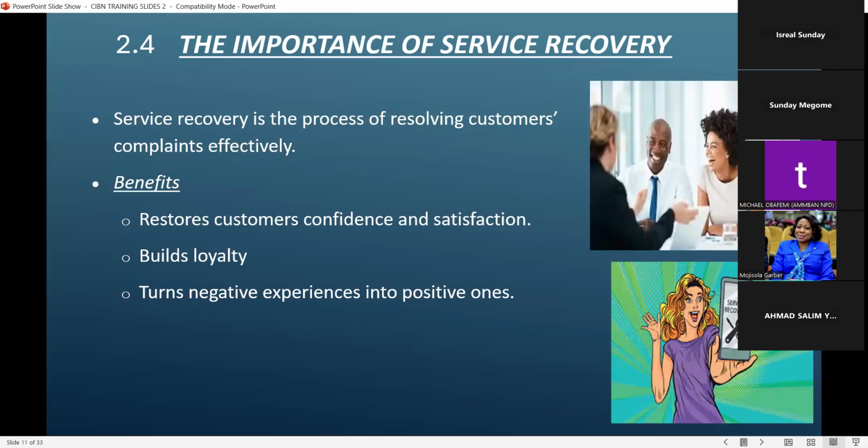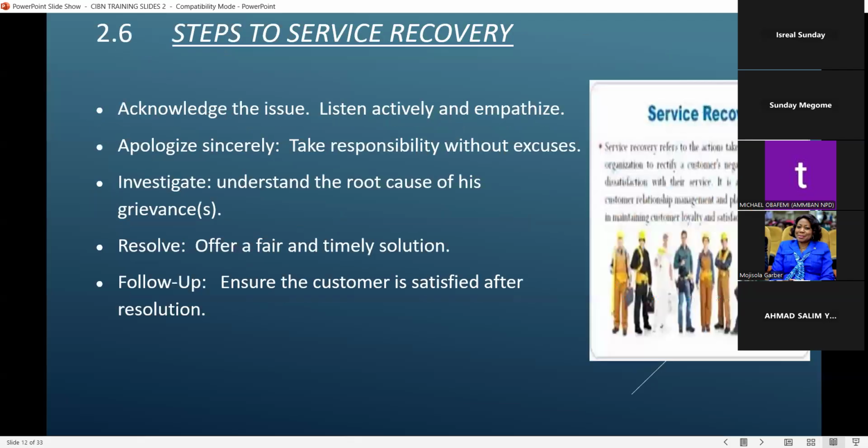So, steps to service recovery. Please remember that given the nature of the job that we do, we have to pay attention to service recovery, though we should also be mindful of the complaint side that we just took. Steps to service recovery: acknowledge the issue, listen actively and empathize.